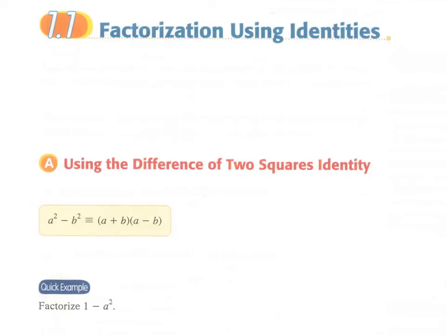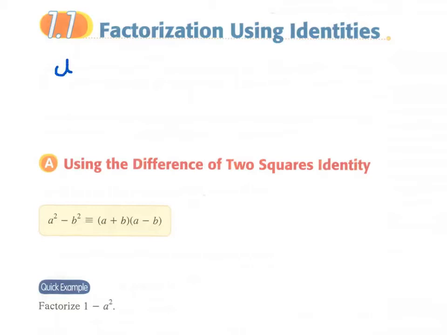Hello, Form 3 students. In this section, we are going to talk about factorization using different identities. And then in Form 2, you should have learned some before. For example, we have a method called taking out the common factor.